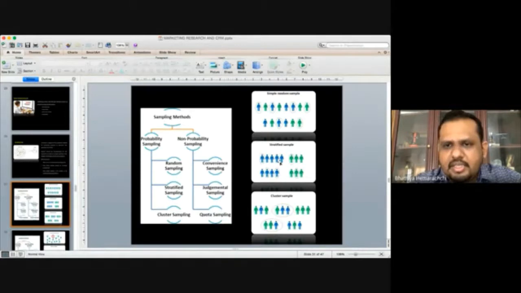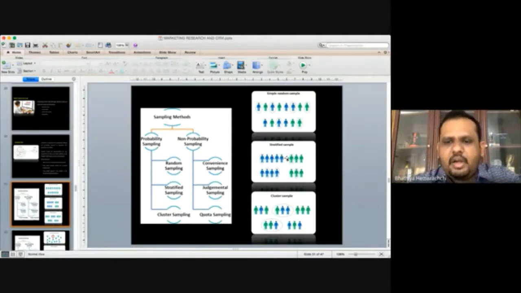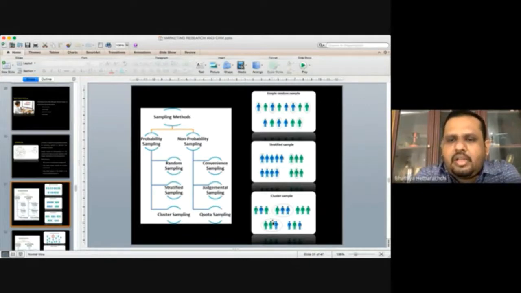The second one is stratified sample. Now in the stratified sample, what you do is you basically divide them into groups, and you take someone out of the group randomly, right? Someone out of the group randomly, right? So that is the difference in the stratified sample. In a cluster sample, what you do is you cluster people based on some criteria, right? And out of the cluster, you will select a person.